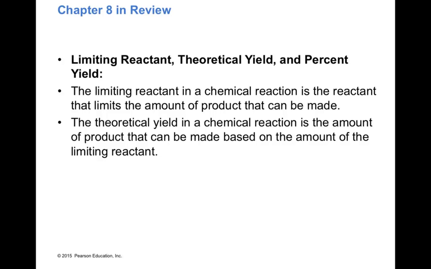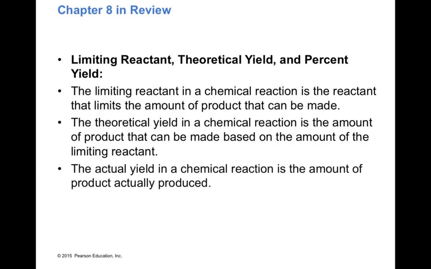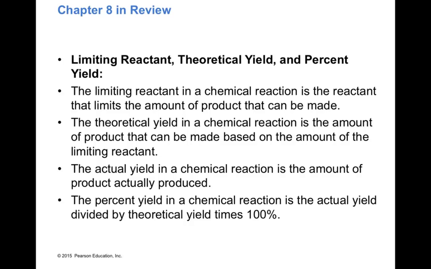The one with the lesser amount of product will be the limiting reactant. The theoretical yield in a chemical reaction is the amount of product that can be made based on the amount of the limiting reactant. So the theoretical yield is the product that is obtained from the limiting reactant. The actual yield in a chemical reaction is the amount of product actually produced. The actual yield is the one that you obtain in an experiment, by doing it. And the percent yield in a chemical reaction is the actual yield divided by the theoretical yield times 100. And remember that it is always going to be less than 100.